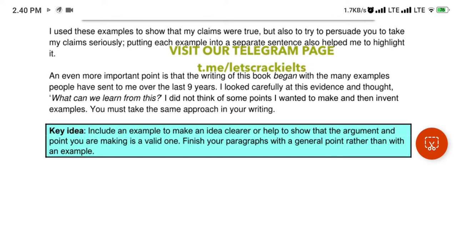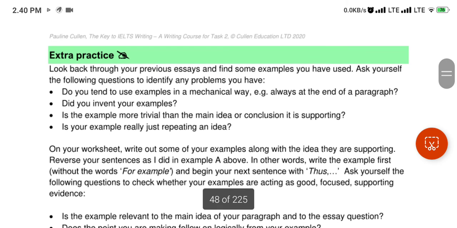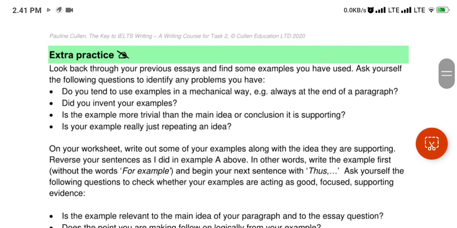Key idea: include an example to make your point clear and help to show that the argument you are making is a valid one. Finish your paragraphs with a general point rather than with an example. Extra practice: look back through your previous essays and find some examples you have used. Ask yourself the following questions and identify any problems you have.